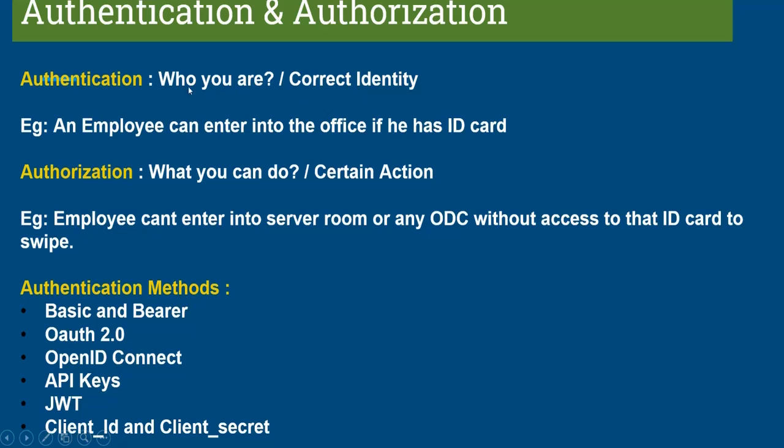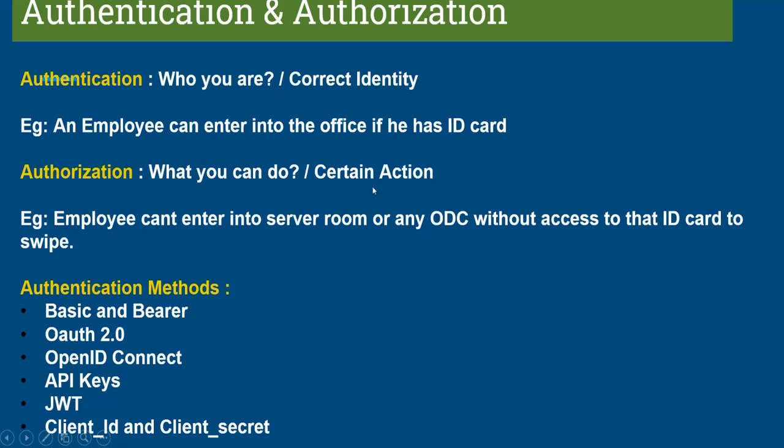For example, if someone came to your home and rang the bell, if you know that person, or if you know that person is your relative, you can identify that person. Yeah, he is my relative, he can enter the house. But authorization means what can you do? Authentication is who are you, the correct identity. Authorization means what you can do.